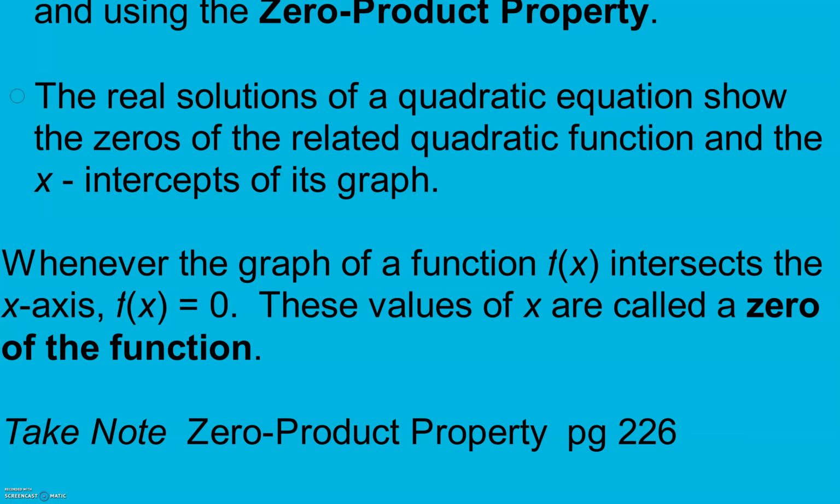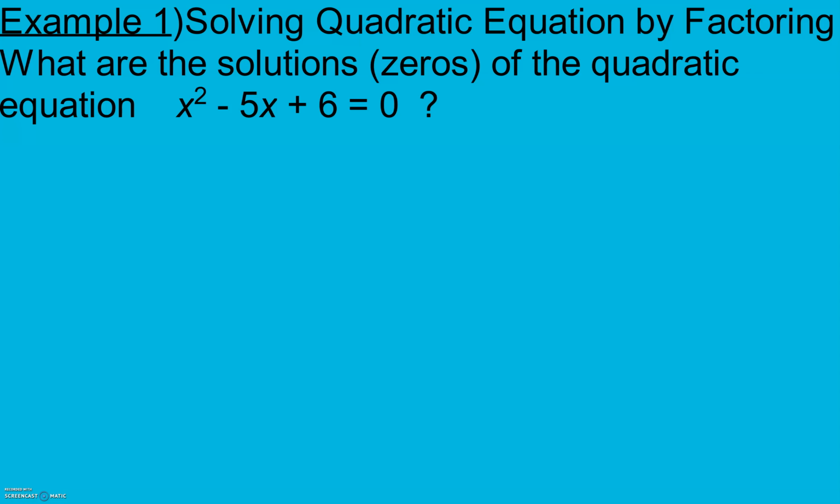So take note, the zero product property on page 226 says if a times b equals 0, then a had to be 0 or b had to be 0, or if they're the same, both. What this is telling us is the only way we can multiply to 0 is if one of our factors was 0. So we can set them both equal to 0, and that gives us our solutions. In example 1 here, we're solving quadratic equations by factoring.